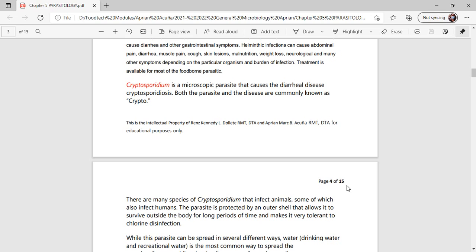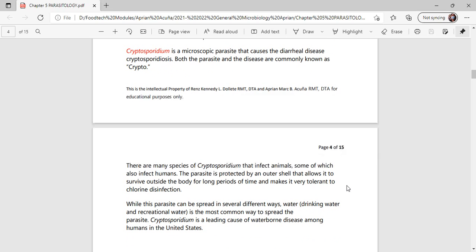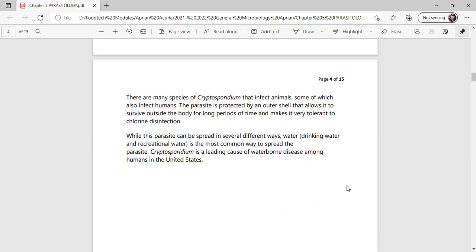Cryptosporidium. Okay? Cryptosporidium is a microscopic parasite that causes a diarrheal disease, cryptosporidiosis. Both the parasite and the disease are commonly known as crypto. Okay, there are many species of Cryptosporidium that infect animals, some of which also infect humans. The parasite is protected by an outer shell that allows it to survive outside the body for a long period of time and makes it very tolerant to chlorine disinfection.